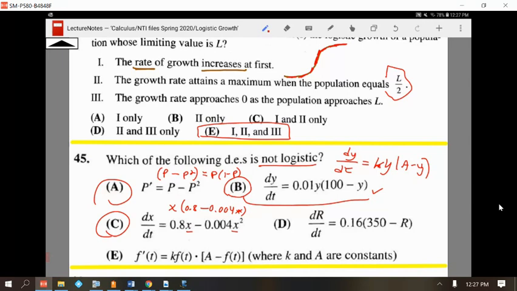Notice part D is 0.16. And what do you not notice next to the 0.16? The y. It has to also be proportional to the amount present and the difference between that amount and the limiting value. So it's not D. Can't be D. f prime of t is k times f of t times (A minus f of t). Well, that's just another way to write what I wrote up there in red. So not D, not logistic.